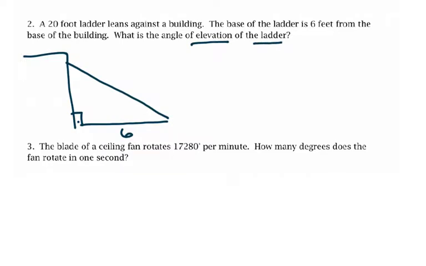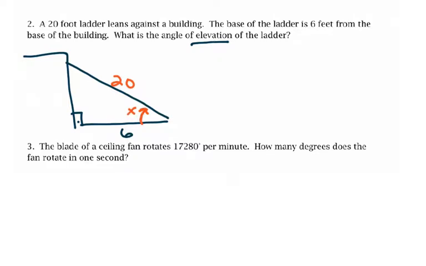So again, where am I looking at an angle? The angle of elevation is going to be this one. The number one mistake that I see students make is they'll call this the angle of elevation. You've got to be careful that you're looking at this from the right perspective. The ladder is 20 feet. I'm looking at this angle of elevation of the ladder. So that's the angle I'm looking for.